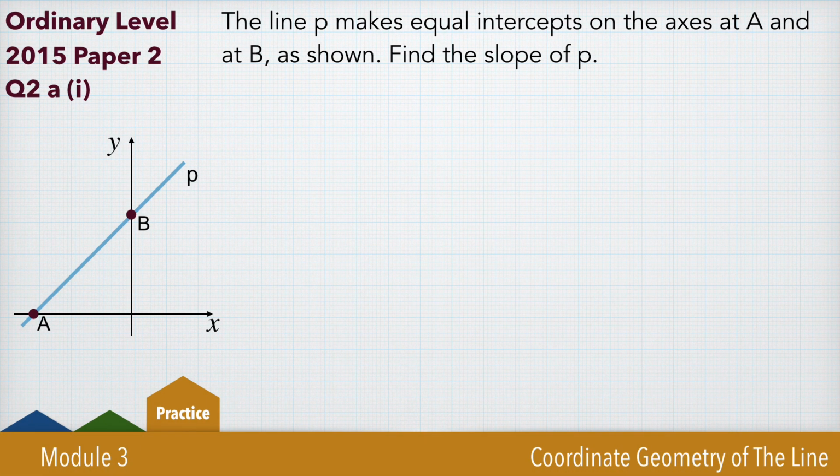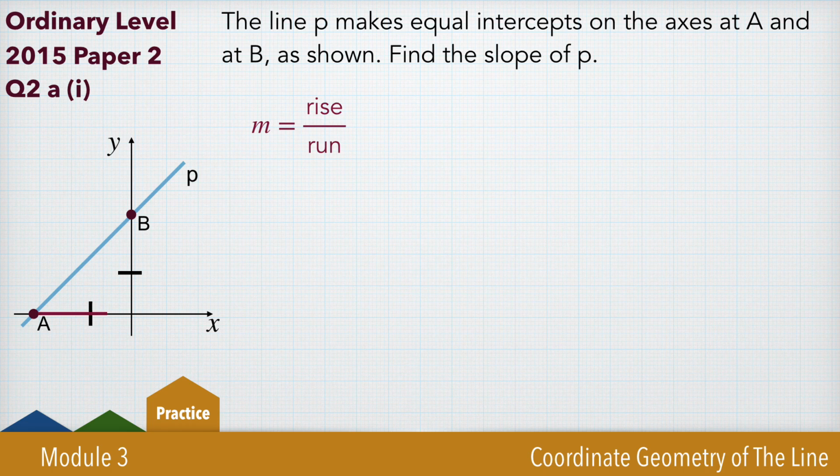In this question, we are told that the line P makes equal intercepts on the axes at the points A and B, as shown on the graph, and we need to find the slope of P. As we have the graph, we can use the slope formula rise over run.